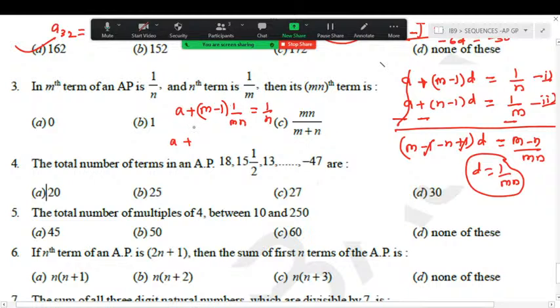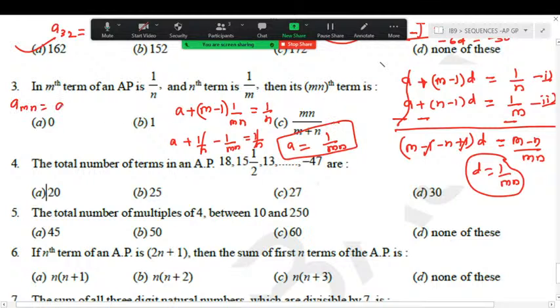I will get 1 over n. Again I will multiply it with minus 1, and I will get 1 over mn. I can just subtract these, and I got a being 1 over mn. a is also 1 over mn. d is also 1 over mn. Can you now find out the mnth term?